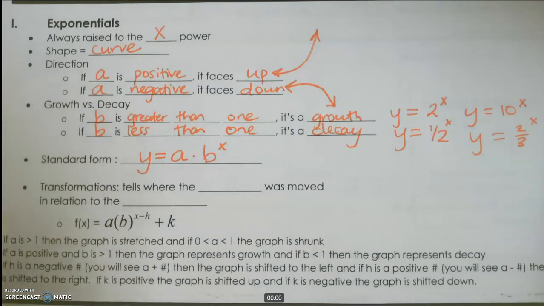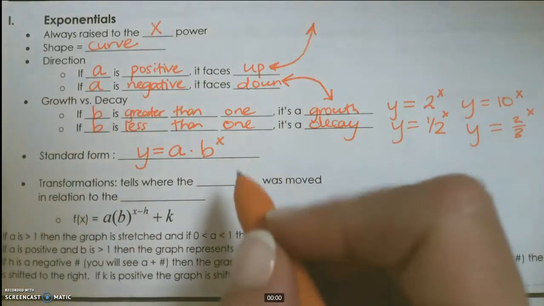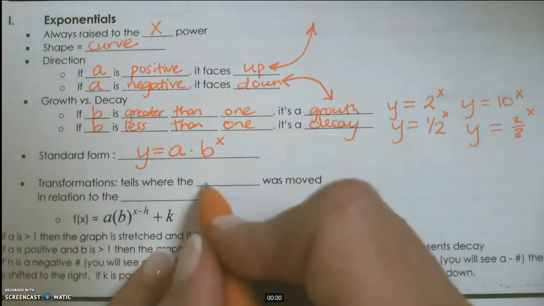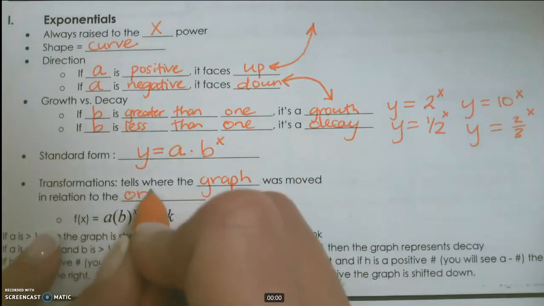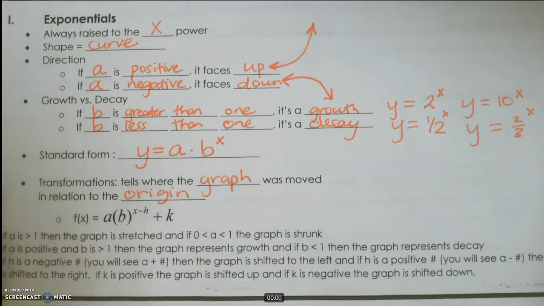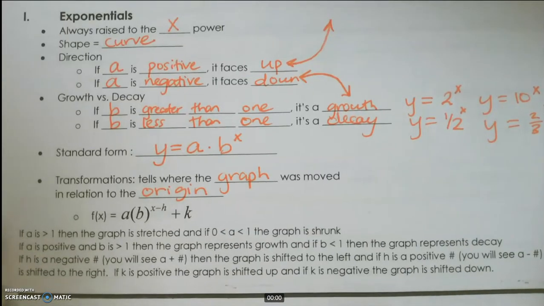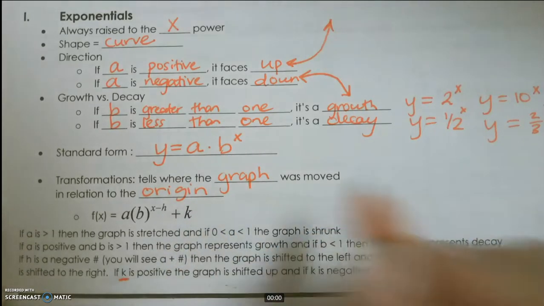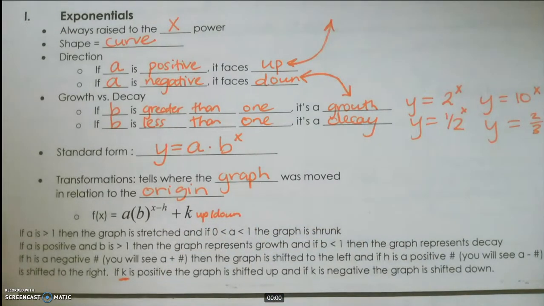Then we can talk about all the different transformations associated with this. Transformations tell where the graph was moved in relation to the origin. The most basic parent function you can have is just b to the power of x. Anything you do on top of that is going to cause a transformation to occur. The k value, if k is positive, causes it to shift up or down. So up or down for that k value.